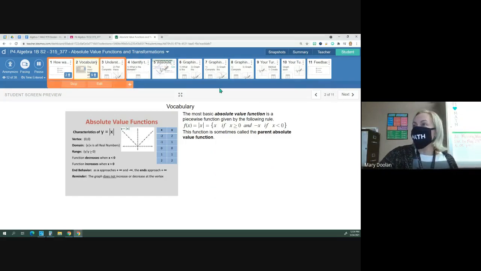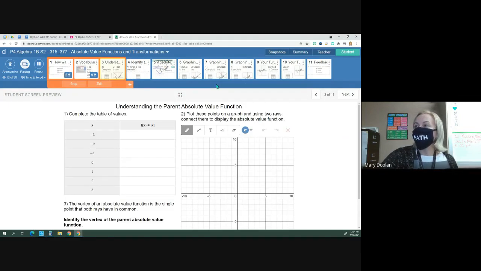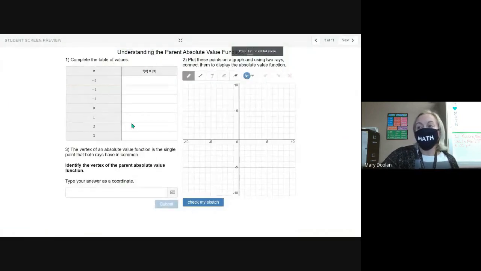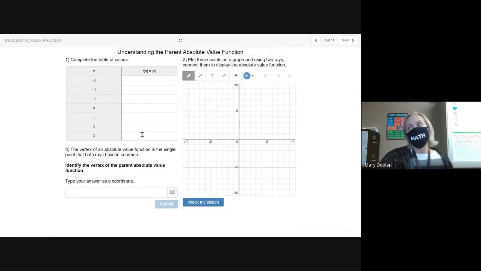All right, so we're going to go to the third slide, and we're going to be able to type on here. So I'm going to show you what to type, and then you guys are going to be doing this with me on your own slide. So we want to understand the parent absolute value function. F of x equals the absolute value of x. That's this right here. And so we're going to start by completing a table of values, and then we're going to plot these points on this graph and connect them, and then answer question 3 about the graph. So when you fill in a table of values, you take the x value that you're given, you substitute it into the function, and the output is what you get.